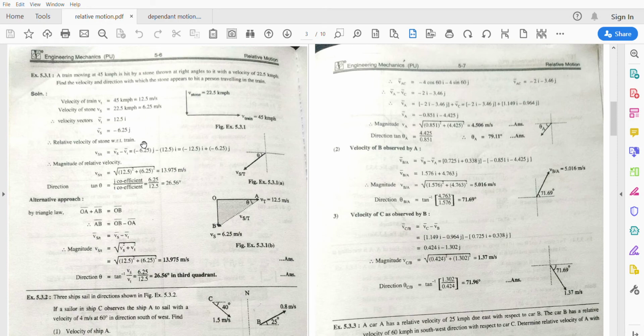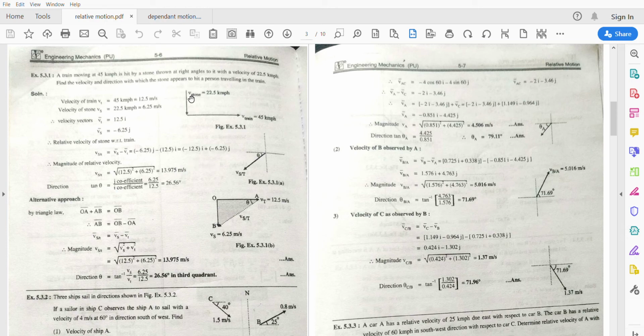And the relative velocity of stone with respect to train: simply subtract them, vector subtraction, and you will get this equation. Take the square root, as we used to do for the resultant. So 13.97 meters per second. Now remember, the absolute velocity of the stone, the actual velocity of the stone, is 22.5 kilometers per hour, that is 12.5 meters per second. But the person sitting in the train would feel as if the stone is coming in his direction at a speed of 13.97 meters per second because he is also moving. That's how relative velocity works.